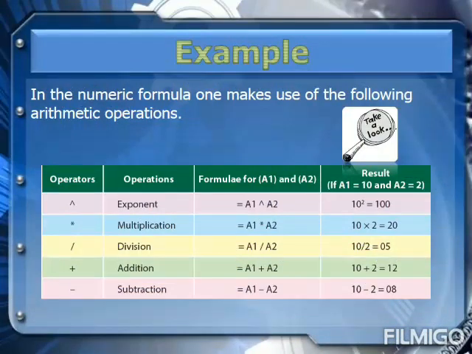Here you can see different operators: exponent, asterisk for multiplication, division, addition and subtraction on two basic cell references, A1 and A2, and the result according to these two cell references. So it's quite simple to calculate or to write formulas in MS Excel by using cell references of the required cell.